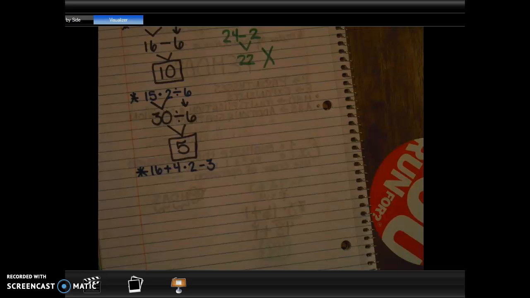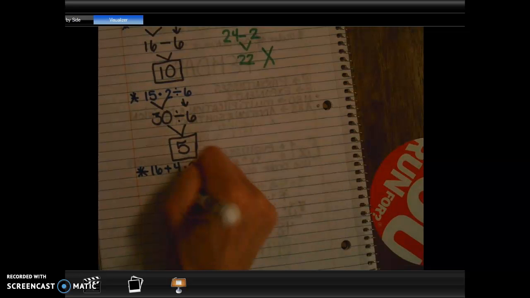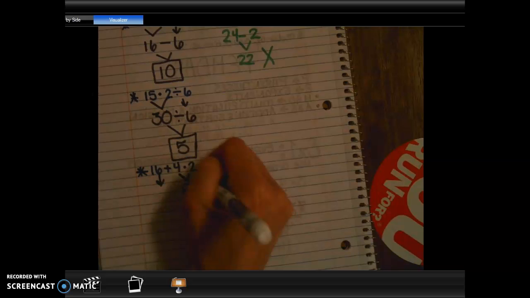So we have 16 plus 4 times 2 minus 3. All right, so we have to do the multiplication or division first. And we have multiplication here, so let's go ahead and handle that. Well, 4 times 2 is 8. So bring down all the rest of our joyous expression. La, la, la, la, la.